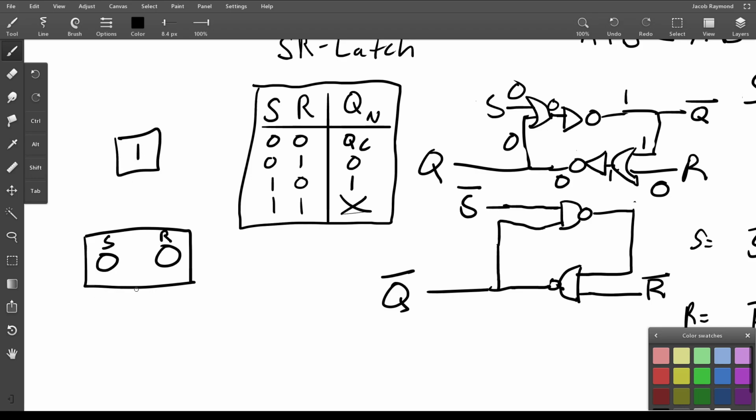So maybe the state's up here and your button panel's down here. If you want to set it to 0, you have to press this button, and then it'll change it to a 0. Or if you want to set it to a 1, you have to press this button, and it'll change it to a 1.